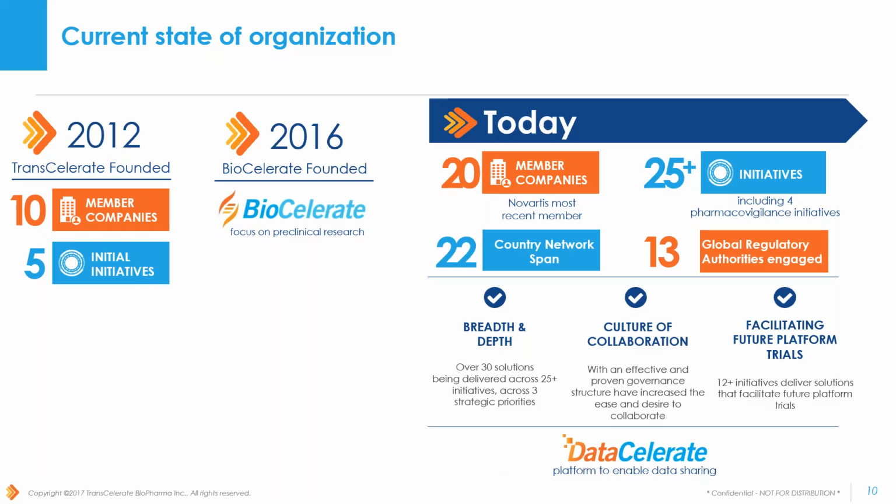Transcelerator was started in 2002. We had 10 member companies at that time, and we started with 5 initiatives. Since then, we have grown to 20 member companies. We have over 25 initiatives. We operate in 22 plus countries, and we have engaged with around 13 to 14 health authorities around the world.